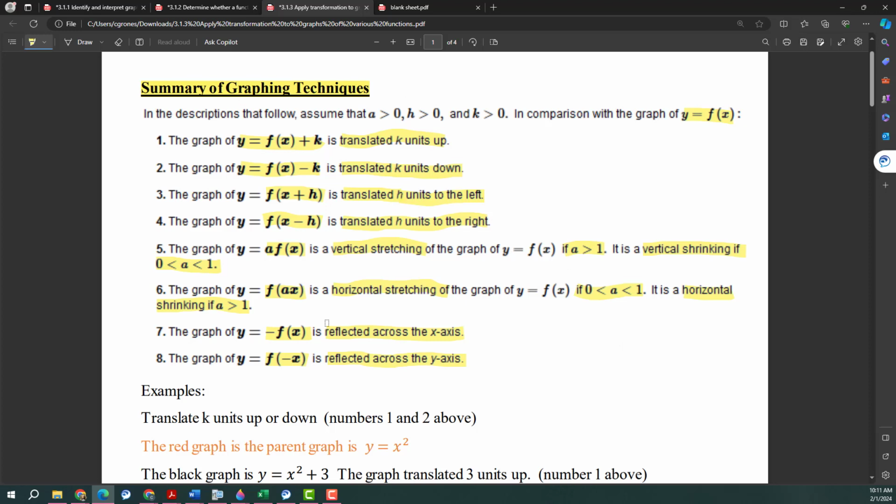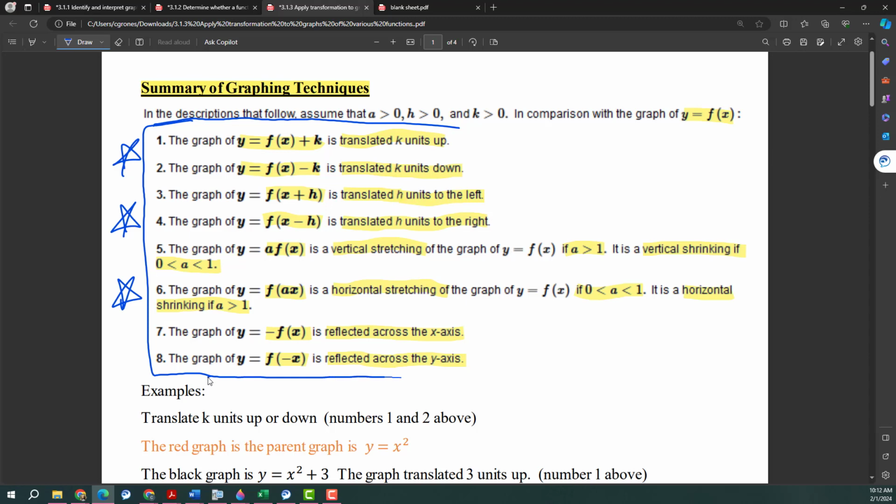So this is a lot of information. This stuff right here is very, very important. I'll put stars around all of this stuff. This is what you will need whenever you are graphing. So please, please, please write down this information. Have it handy on you.